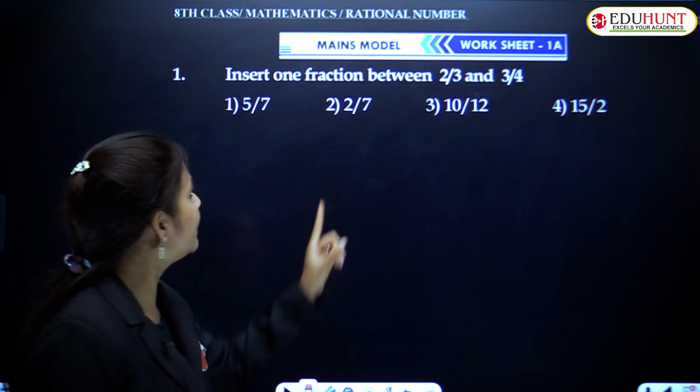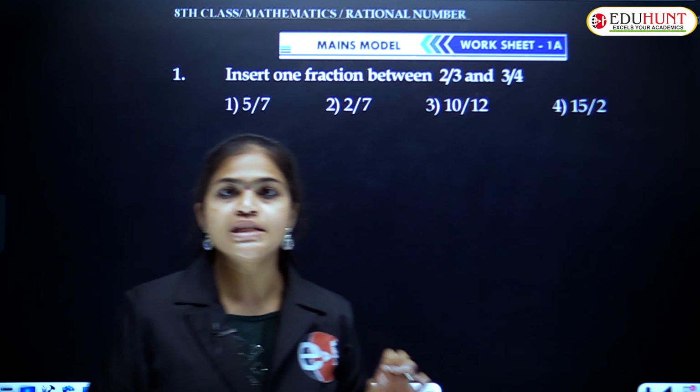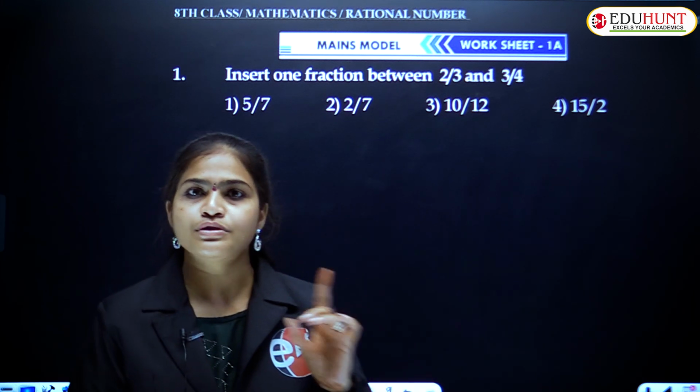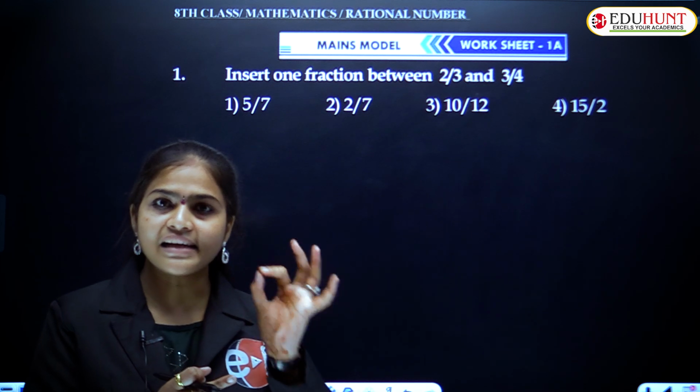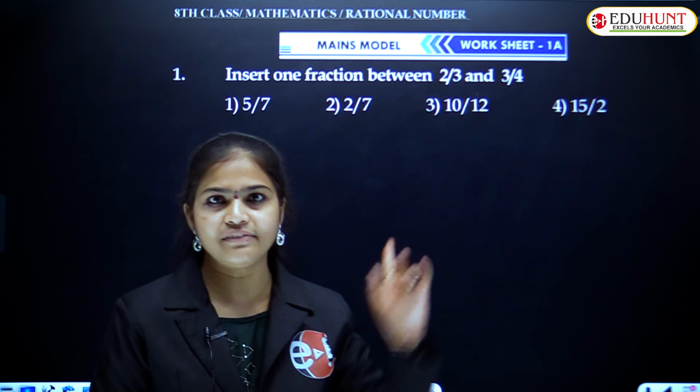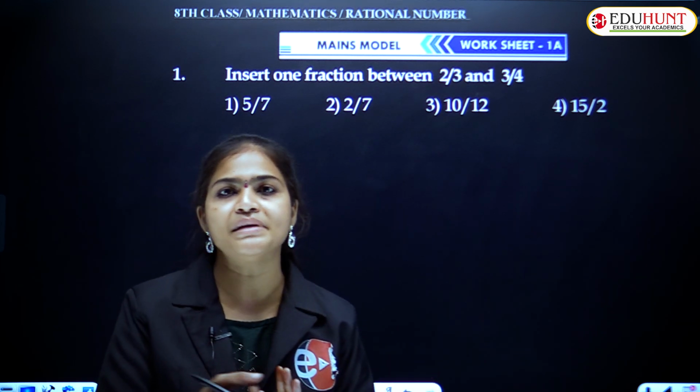Insert one fraction between 2/3 and 3/4. So here we have some methods, right? The first method: to find a number exactly in between two given rational numbers, we can use the formula (a + b)/2.